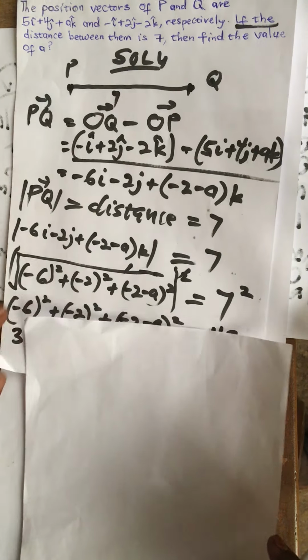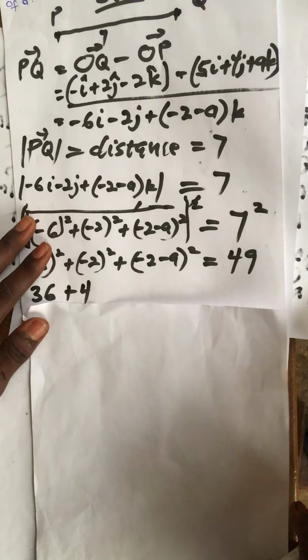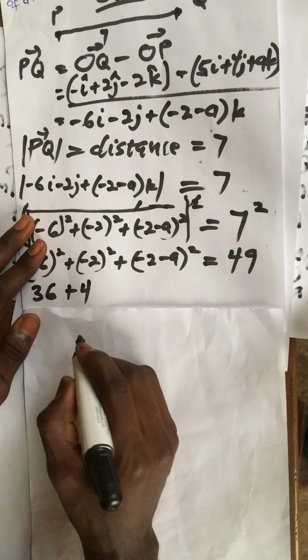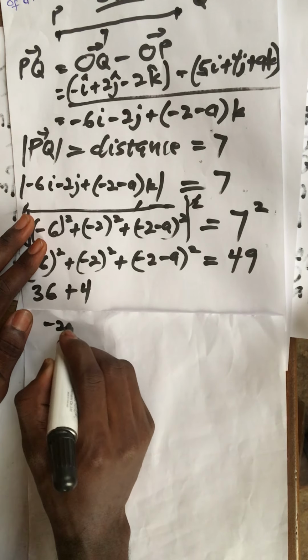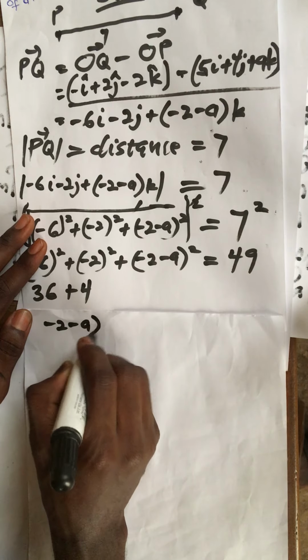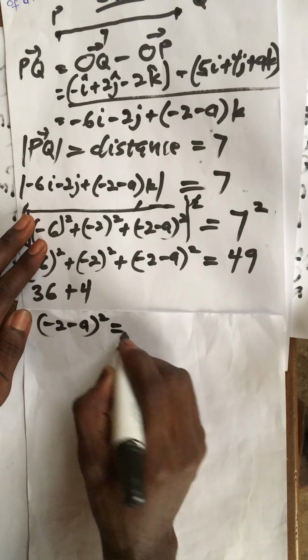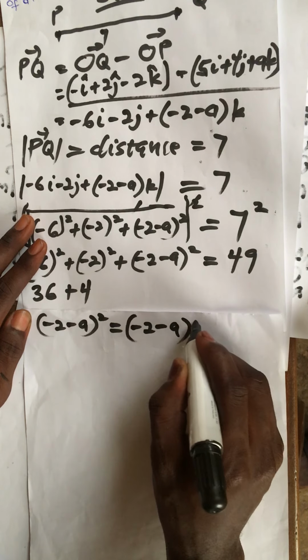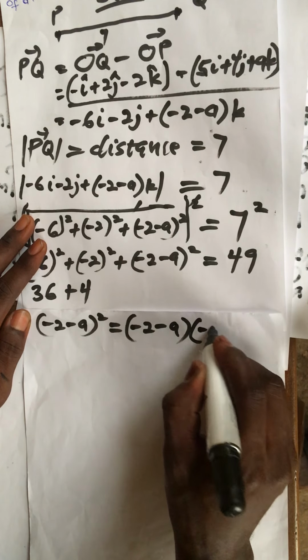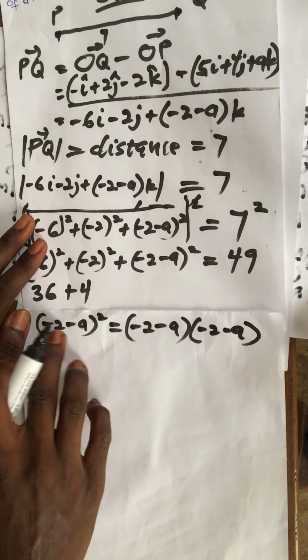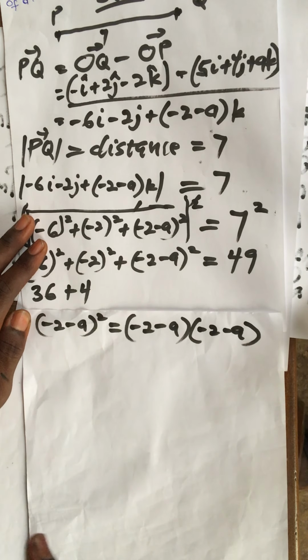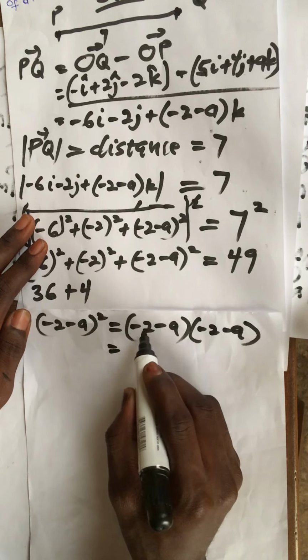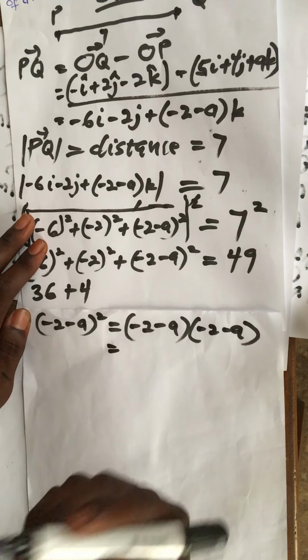Let's look at this. We have (-2 - a)² = 49. This simply means (-2 - a) multiplied by (-2 - a), so it is multiplying itself twice. Are you guys okay? So we expand the bracket. Are you getting it? We expand it, then we simplify.